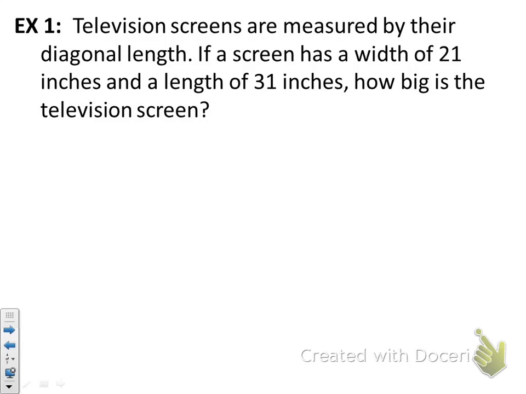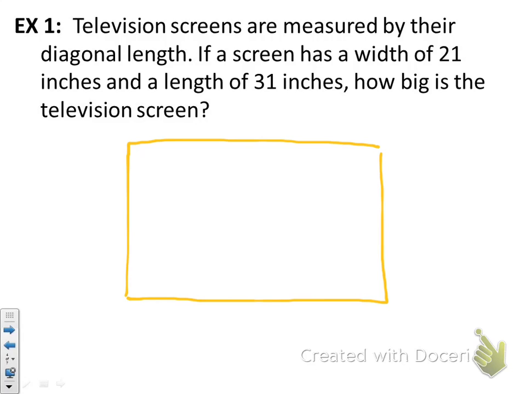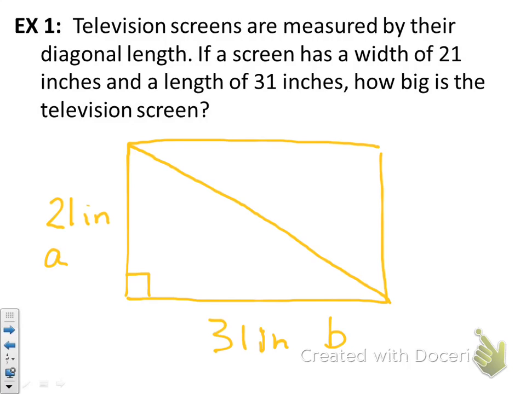So if we have a screen that has a width of 21 and a length of 31, let's go ahead and draw this situation out and find the diagonal measure. So we have 21 inches, 31 inches, probably should say the height and the width, but we have width and length. That's fine. Those are the two legs of a right triangle. So we have this right triangle, and we're going to call 21 a and 31 b. And so we want to find the diagonal. So a squared plus b squared equals c squared.